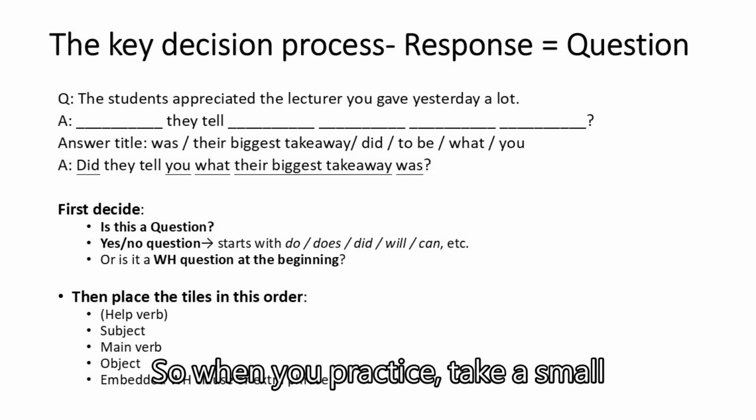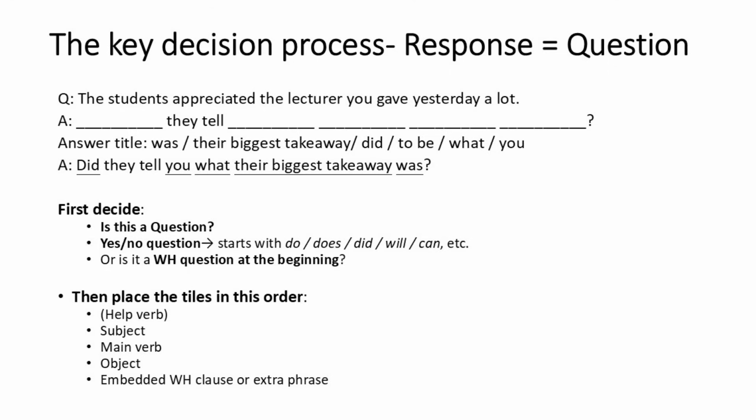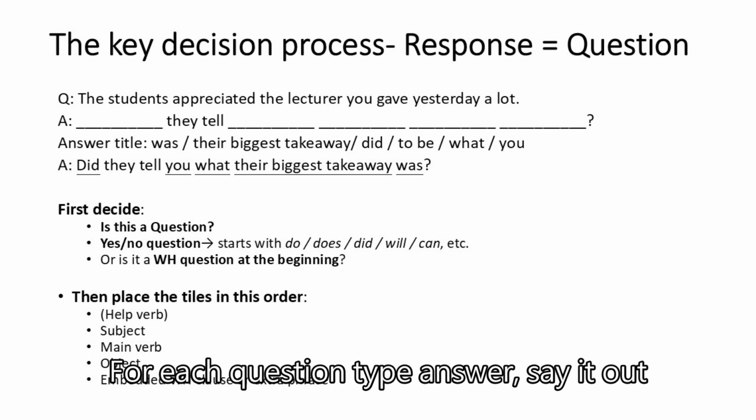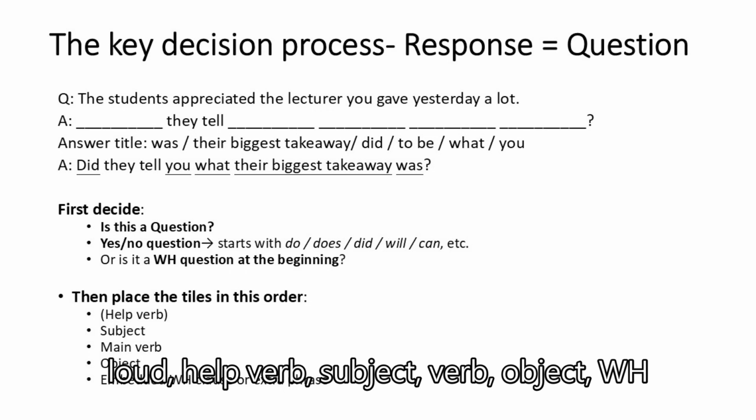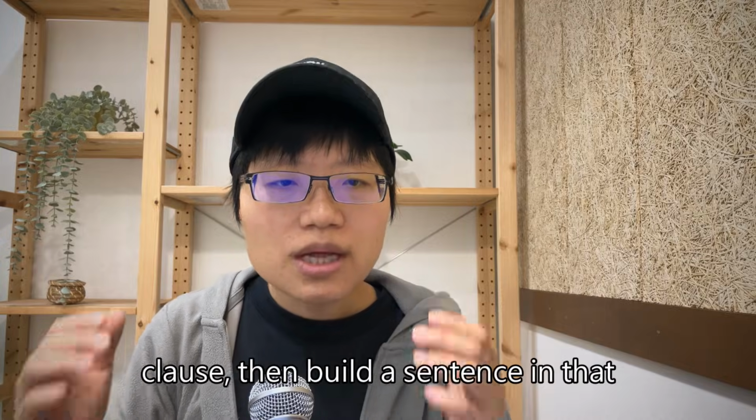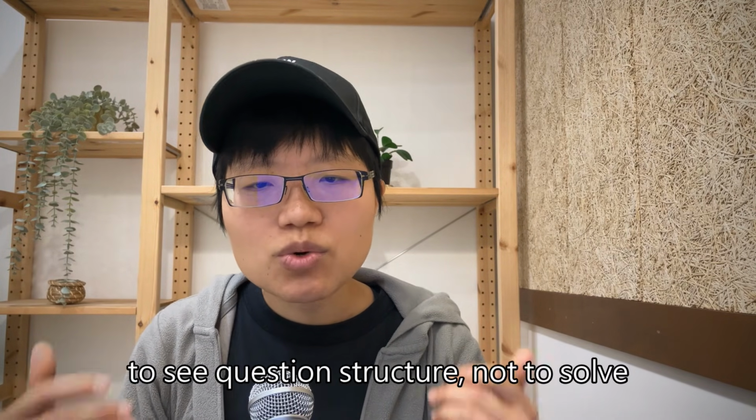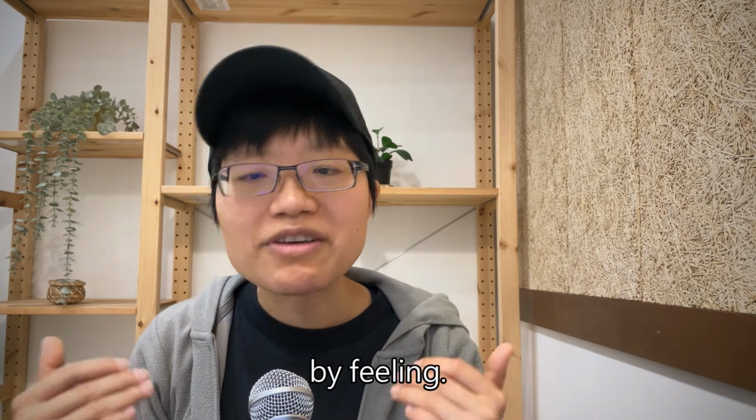So when you practice, take a small set of build a sentence items. For each question type answer, say out loud, help verb, subject, verb, object, WH clause, then build a sentence in that order. The goal is to train your eyes to see question structure, not to solve by feeling.